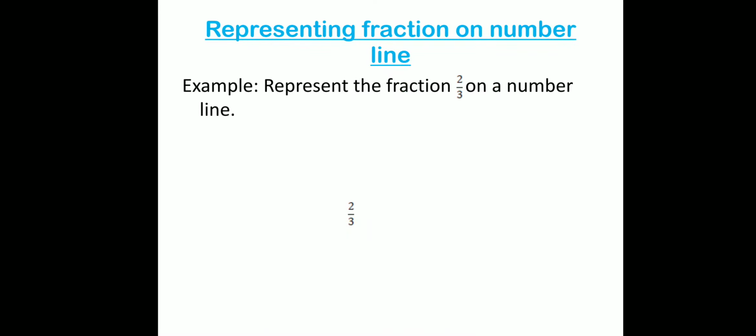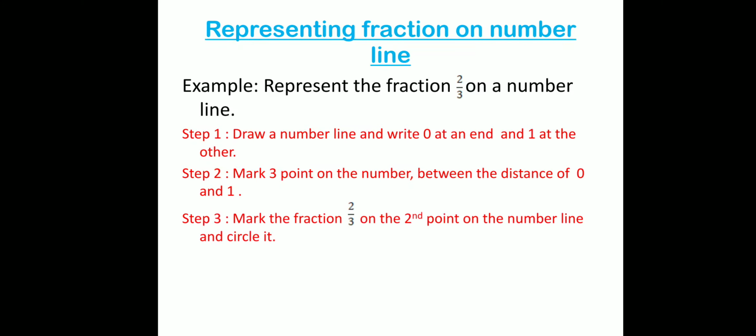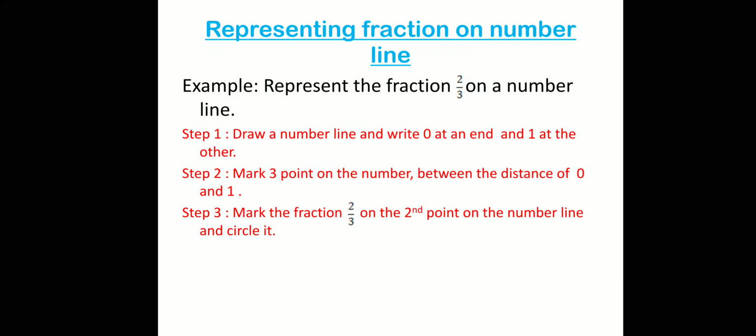So friends, in this slide, we will see the steps. Example, represent the fraction 2 by 3 on a number line. Step 1. Draw a number line and write 0 at one end and 1 at the other. Step 2. Mark 3 points on the number line between the distance of 0 and 1. Step 3. Mark the fraction 2 by 3 on the second point on the number line and circle it. Okay, so first of all, draw a small number line and mark 0 at one point and 1 at the other. Okay, and then we know that we have to make parts as per the denominator.